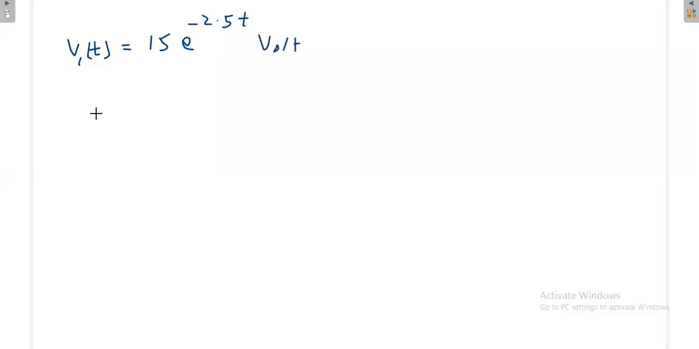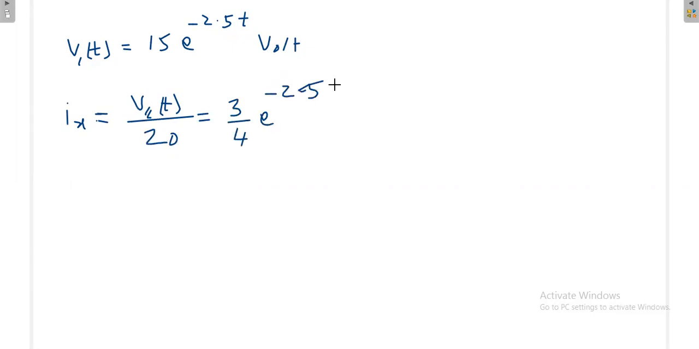Then what is Ix? Very simply, Ix is Vc of t divided by 20. Divided by 20 means 3 by 4 e power minus 2.5 t, that means 0.75 e power minus 2.5 t. So this is your final answer.